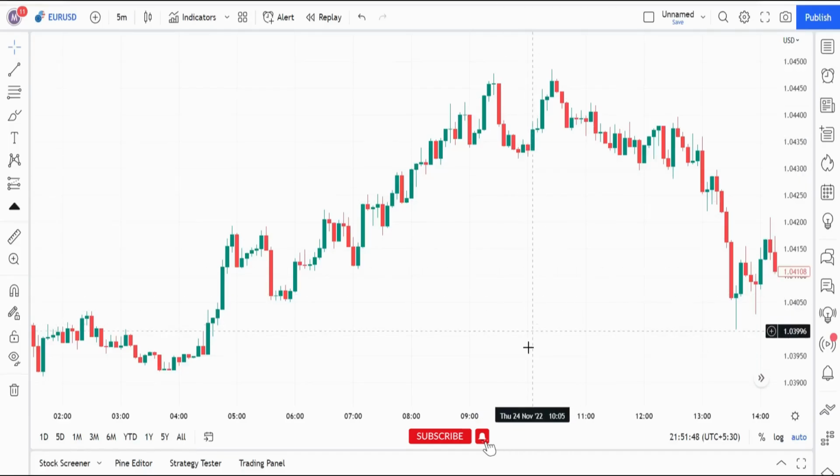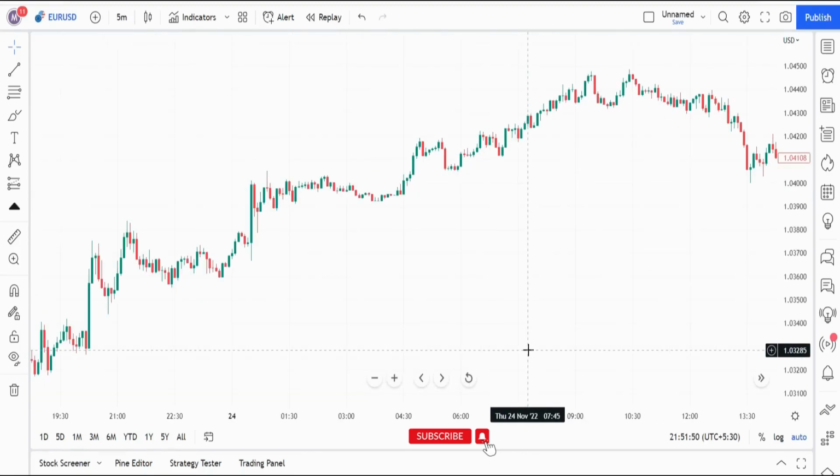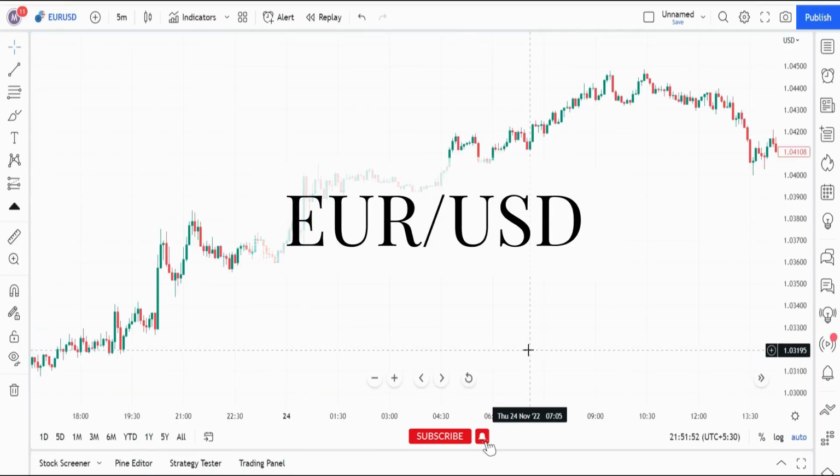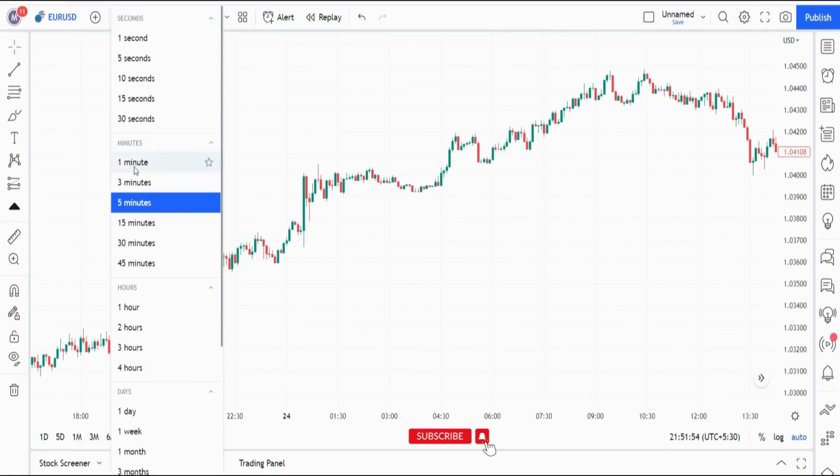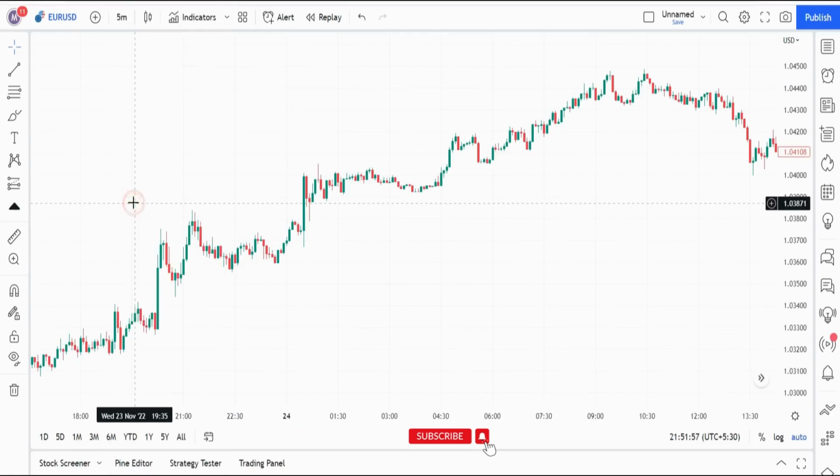Without wasting any time, let's build a setup step by step. So first, open a Euro-USD pair, and set my time to the 5-minute time frame for this strategy. But keep in mind that you can use this method on all time frames and this strategy can be profitable on all of them. Now let's add the first indicator.